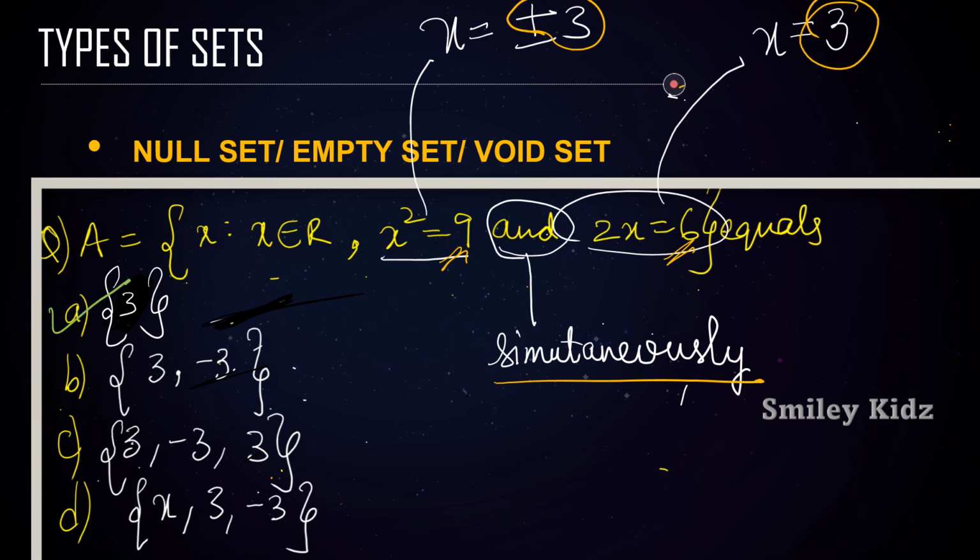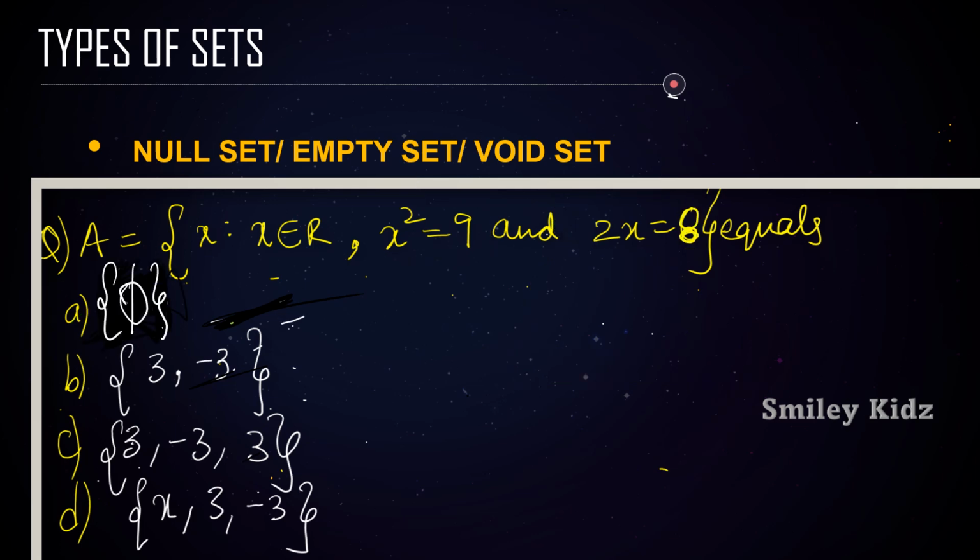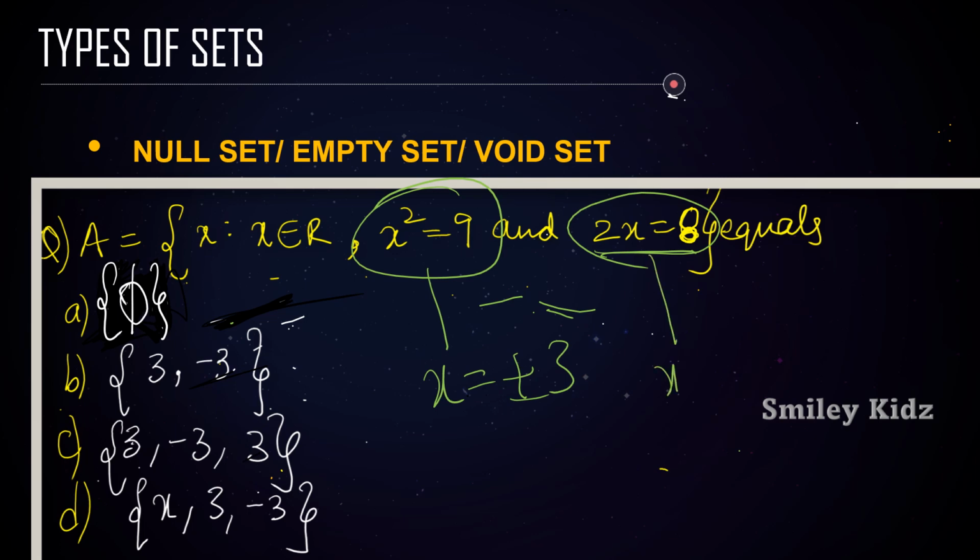But here, let us not miss the concept. Have a look at this question now. What are the edits that I've done? Everything is same except this: 2x is equal to 8. Now tell me, here the value of x will be definitely plus or minus 3. Here, the value of x will be 4, isn't it? Now tell me, what will be my new roster form set? What do you think it is?